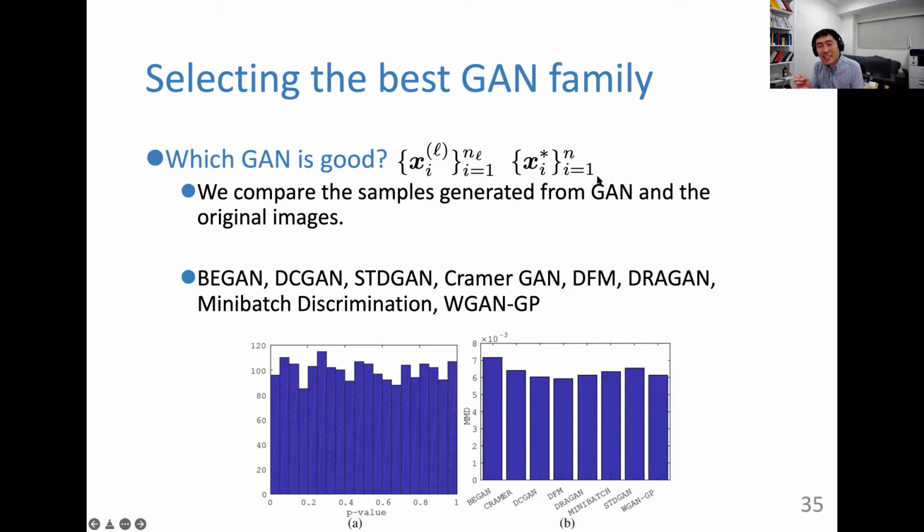But actually, in this case, we cannot accept the null hypothesis. So even if we cannot reject, we cannot say they are the same. But at this point, all the methods were rejected. So at least we can check whether a method is not good by using the MMD-based inference approach. Maybe currently the GANs are much better than in 2018, so maybe we cannot reject in the end.